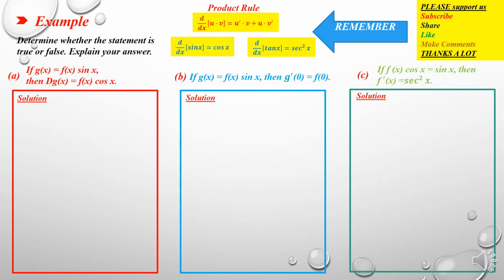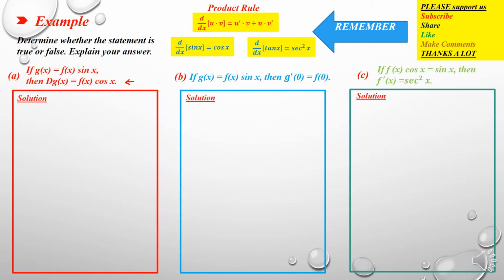Hi everyone, in this example we have true false questions. So we have three parts, A, B and C. In part A, the question is: if g of x equals f of x multiplied by sine x, then the derivative of g of x equals f of x multiplied by cosine x.